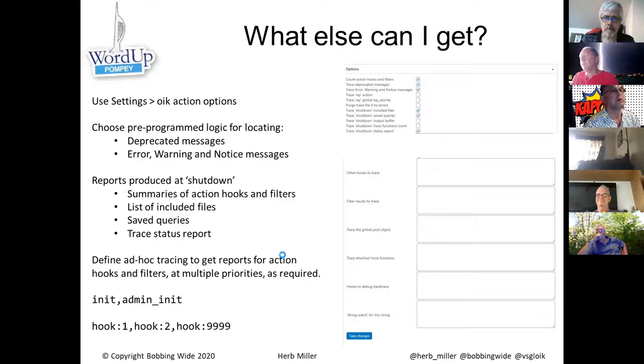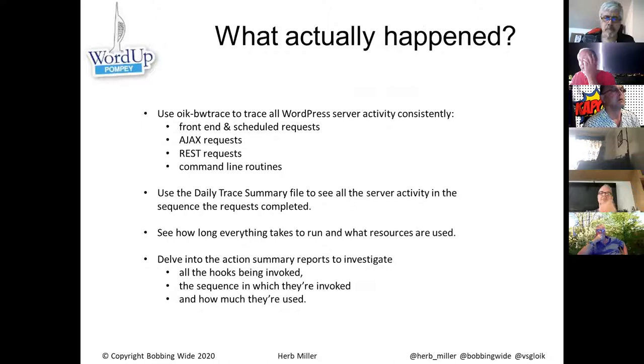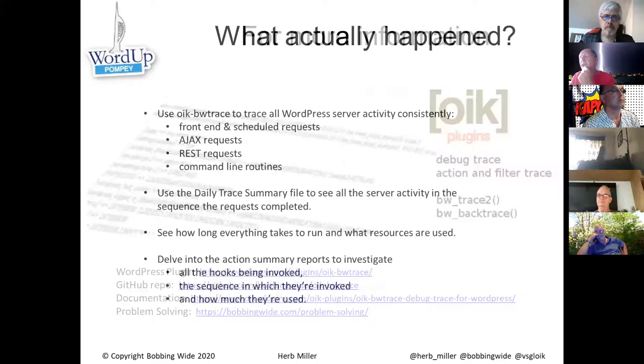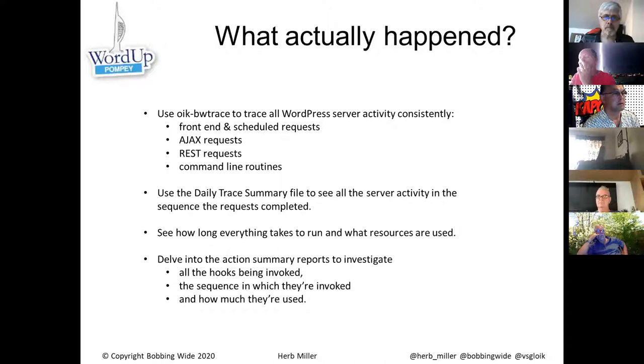So at the end of the day, the idea is you run trace and you use it to find out what's actually happened in your website. And if you can get the output in a consistent format, then you can have a good understanding of the whole process. And we can use tracing to trace output for front-end and scheduled requests, AJAX and REST requests, and command line invocations like WP-CLI.